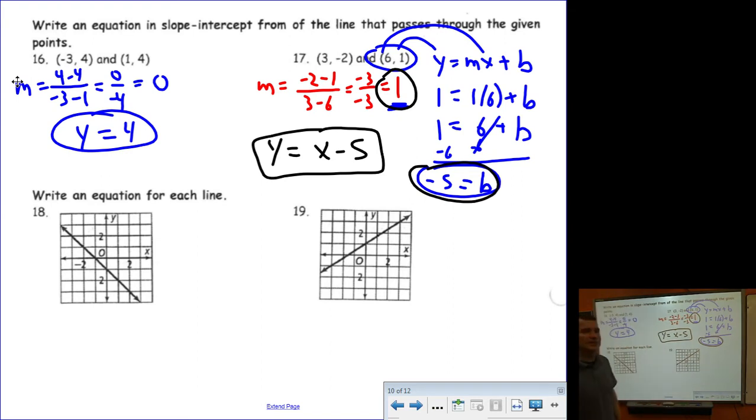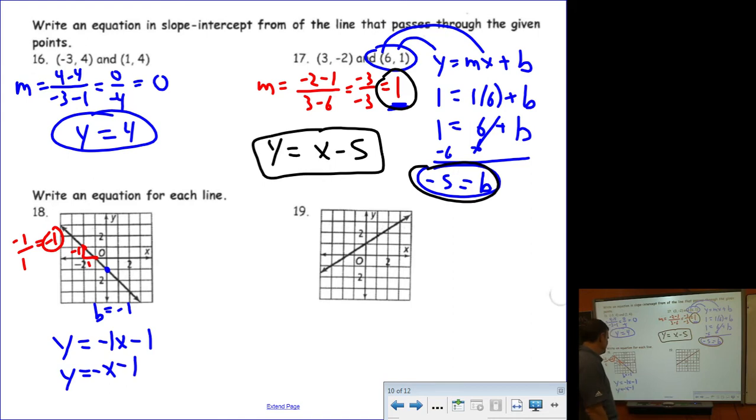Number 18 and 19 just say write an equation for each line. I think both of them look easy to do in slope-intercept form because I think I can figure out the slope and the y-intercept. In 18, the slope is down 1, right 1. So that's a slope of -1 over 1, or just -1. And the y-intercept is right here, which is also -1. So the equation here would simply be y equals -1x minus 1. Or if you don't like to write the coefficient of -1, it would be -x minus 1.